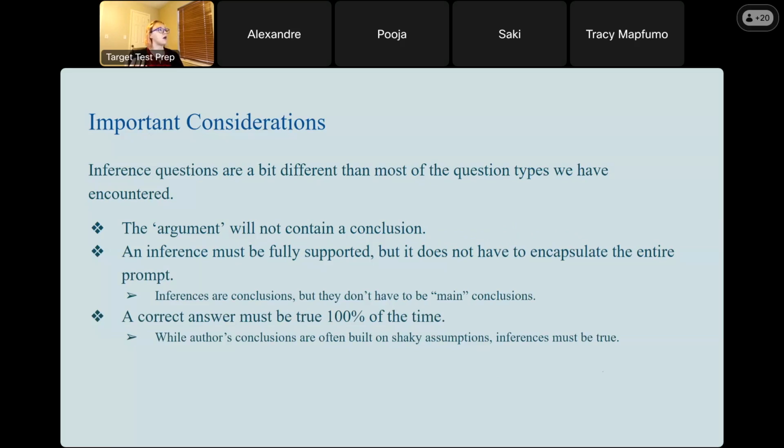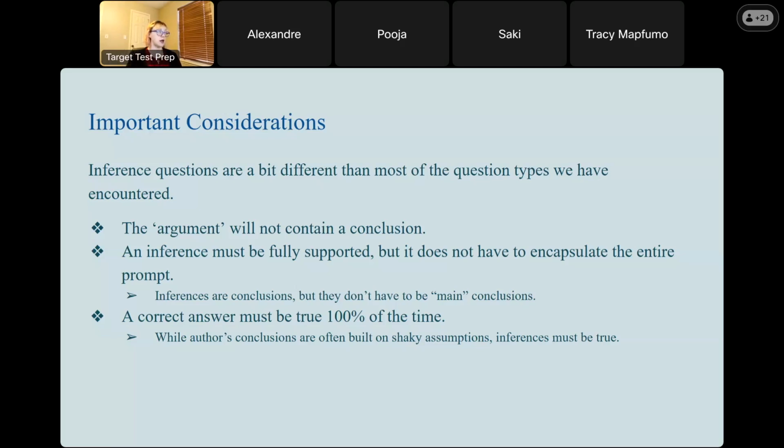Inference questions are a bit different than most of the question types we have encountered. A lot of critical reasoning questions are contingent on understanding assumptions that the author is making. So strengthen, weaken, evaluate the argument. All of those questions are very assumption-based. And that is most of the questions I think that you're going to run into on critical reasoning. These are a little bit less common, but they do still come up, and it is worth reviewing them. It's just that they require a slightly different strategy.